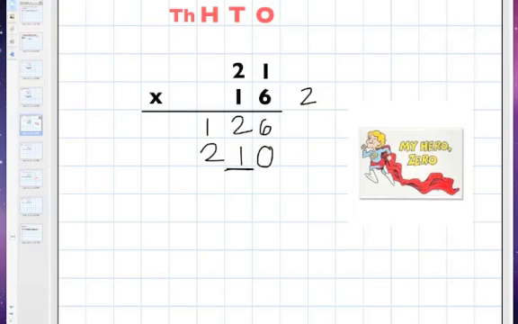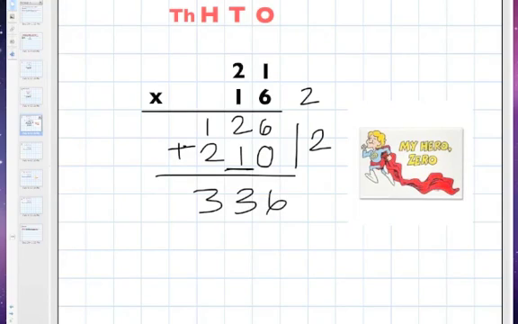Notice we have a 2-digit number, so we're going to have a product list that is 2 lines. When we add these together, we get 336. 21 times 16 is 336.